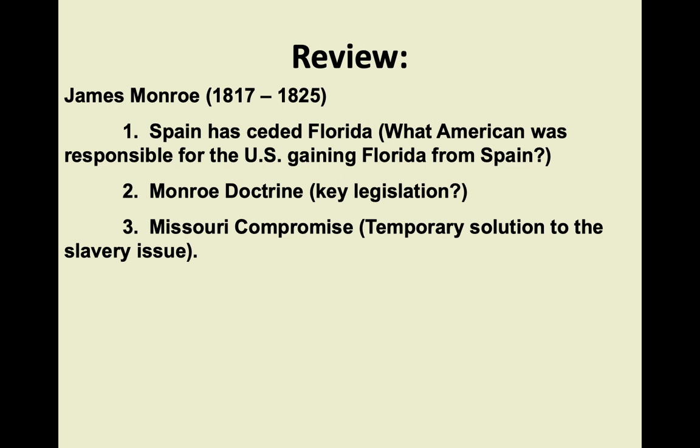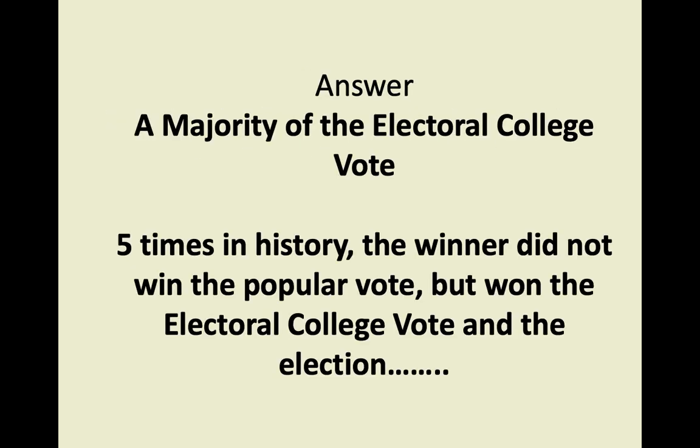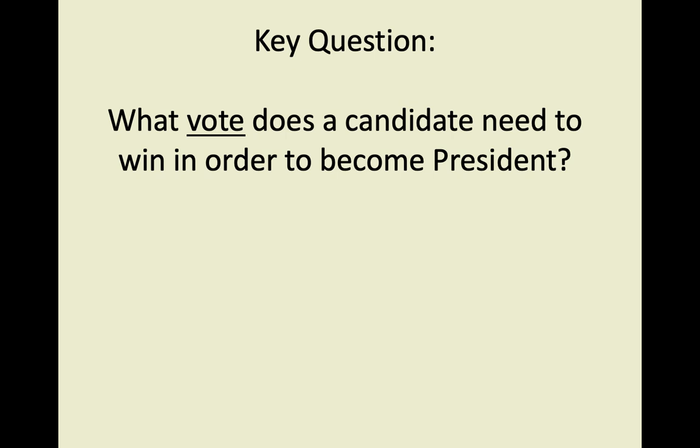How about the Missouri Compromise? Let's review that. That was when Missouri was accepted as a slave state and Maine as a free state, and then the 36°30′ line was established. Okay, and that's going to last for about 30 years. We'll talk more about that. Okay. All right. So to understand this next part, we need to do a little bit of civics here.